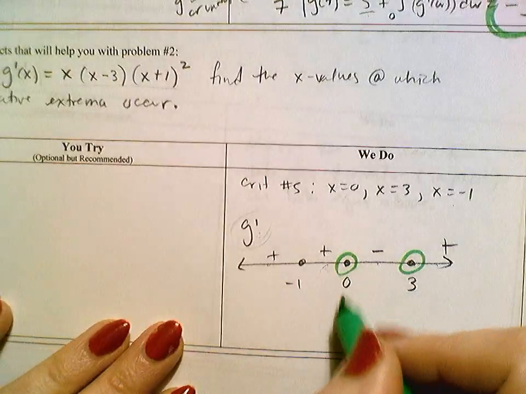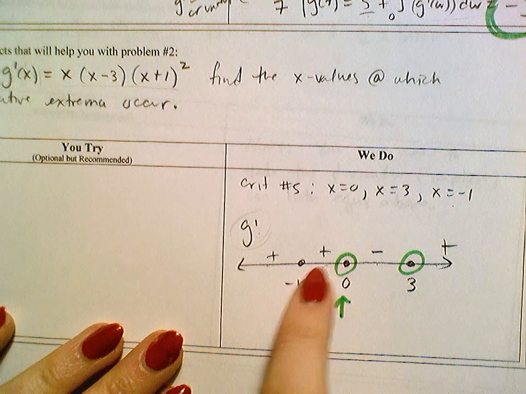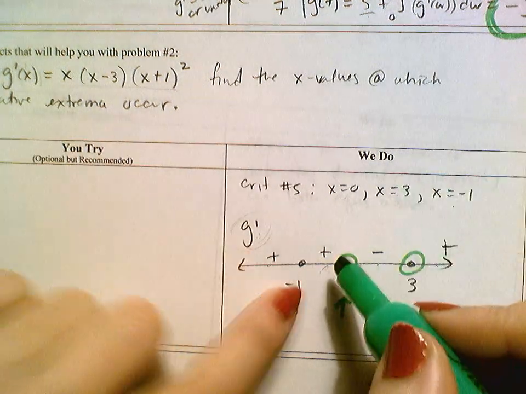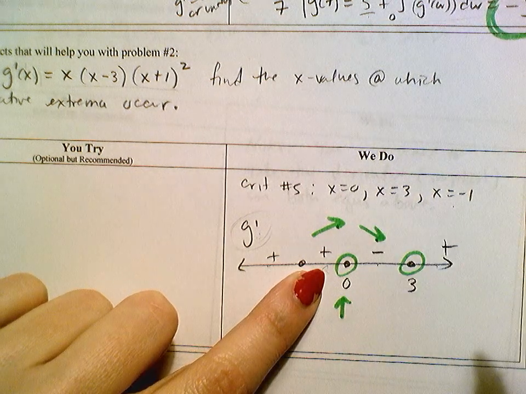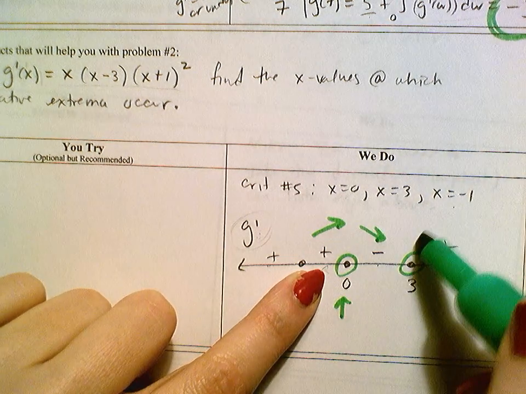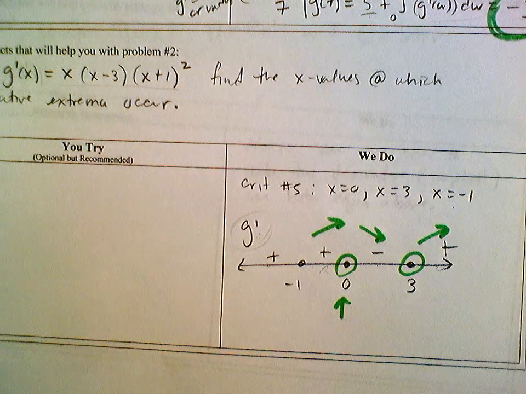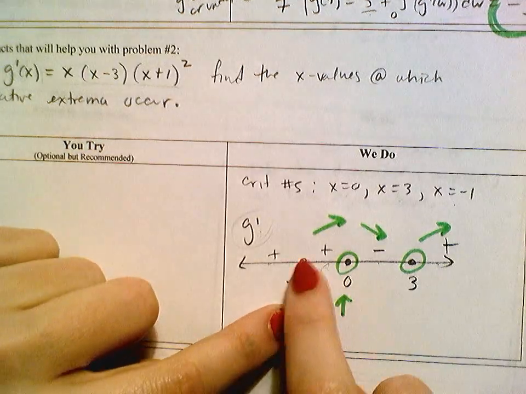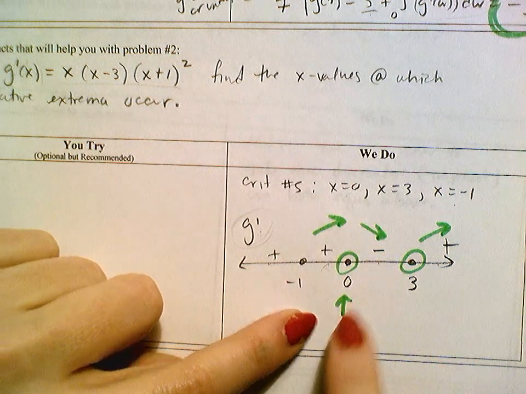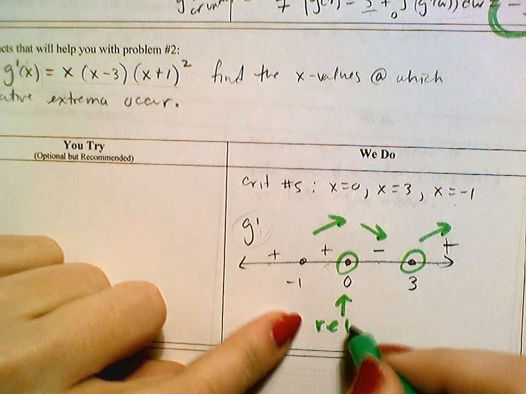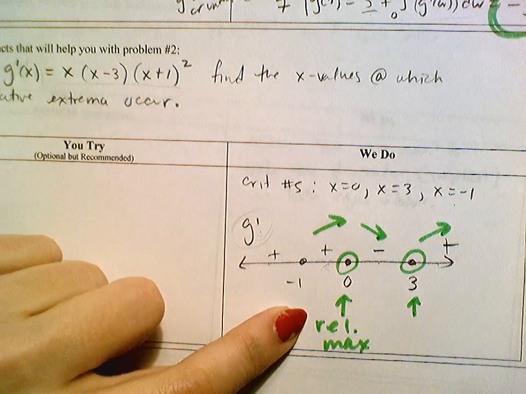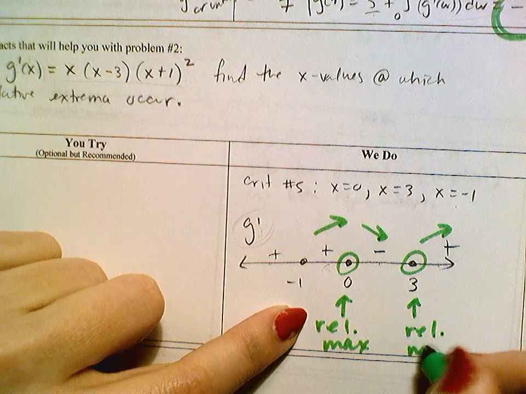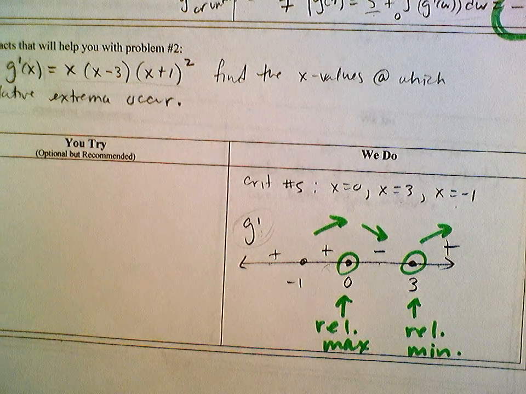So g prime is going from positive, so from increasing to decreasing there. And then increasing again there. So increasing to decreasing, this is a relative max, and then decreasing to increasing, relative min. Oh, this is going to be a long video. I'm sorry.